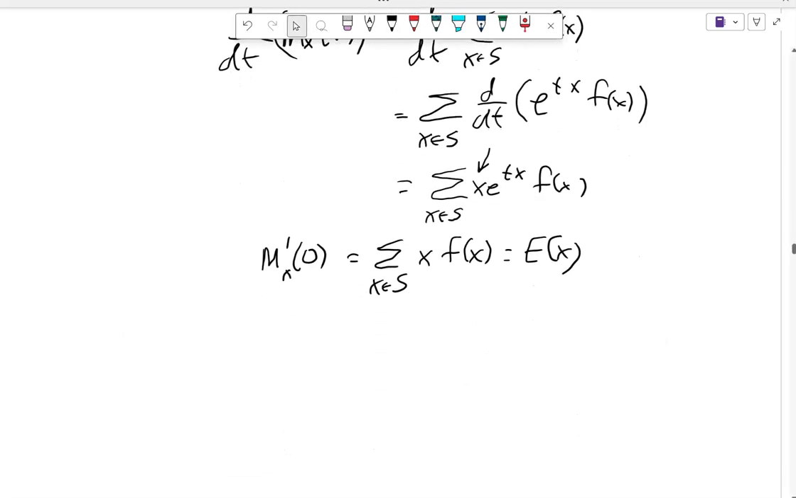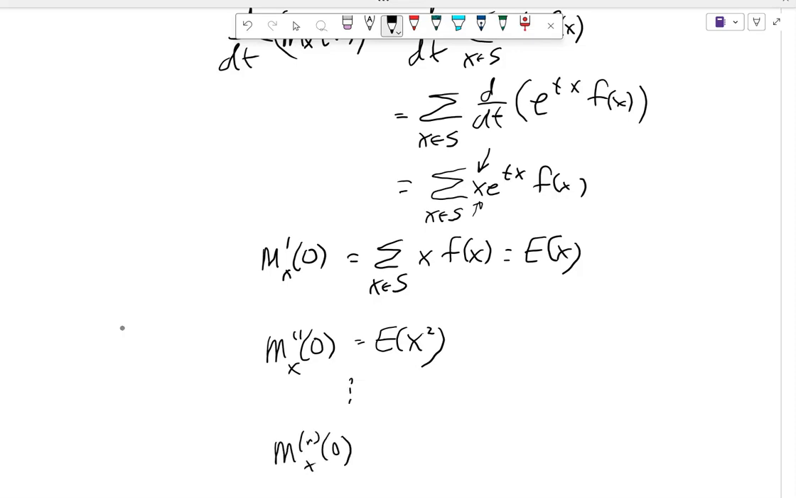Right? What if I decide to differentiate again? If I differentiate again, what's going to go right here? X squared, right? So if I take the second derivative and plug in 0, I'll get the second moment. And in general, if I take the rth derivative and plug in 0, I get the rth moment. That's why we call it a moment generating function.